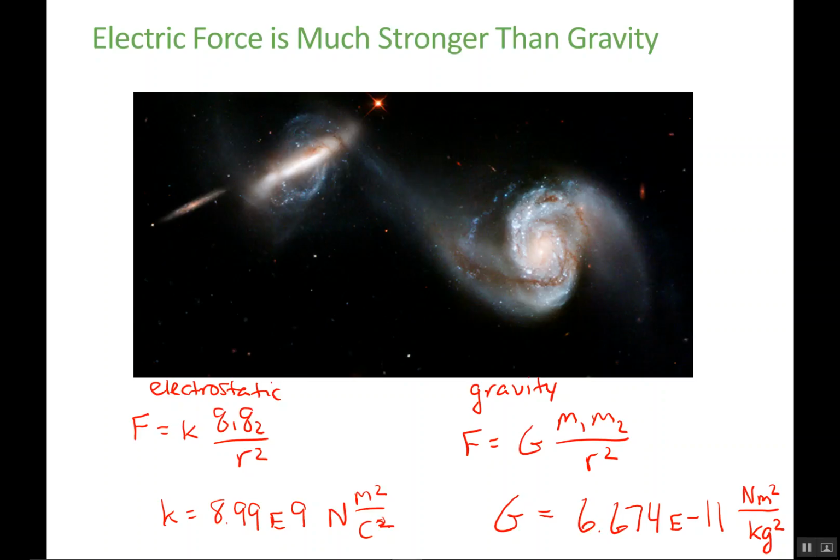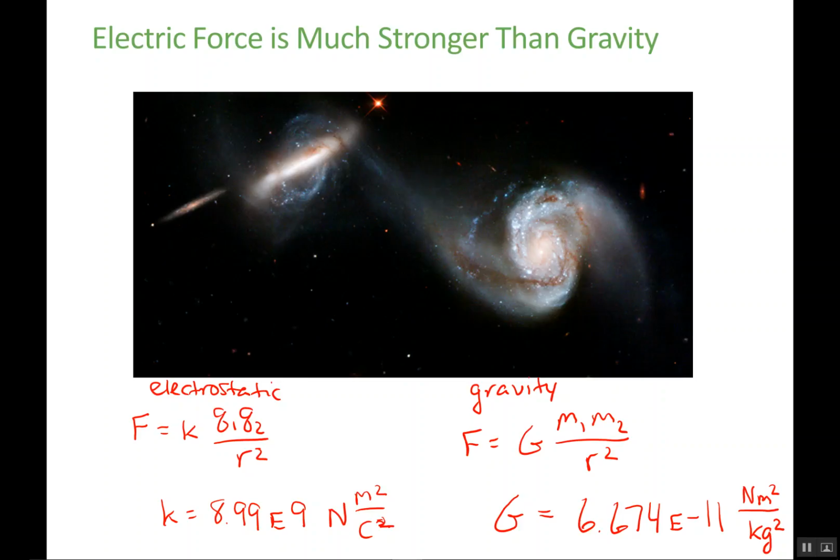The electrostatic force has the electric constant k, which is a very big number. On the other hand, gravity has the universal gravitational constant, big G, which is a very small number. So this means if you have an equal portion of charge, 1 coulomb of charge attracted to another coulomb of charge, versus 1 kilogram of mass attracted to another kilogram of mass, and in both situations the distances between the charges or the masses are equal, then everything else being equal, the electrostatic force is going to be much, much stronger than the gravitational force.